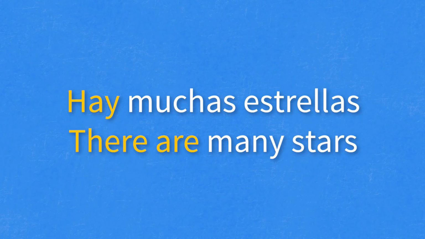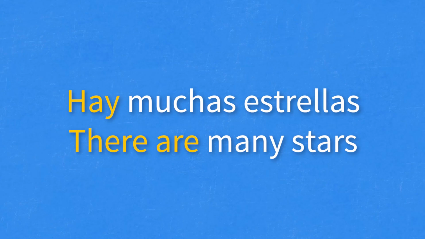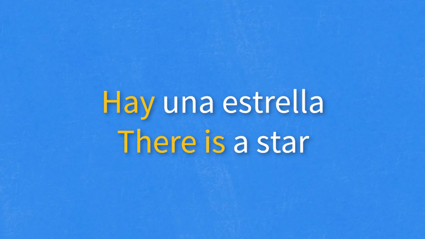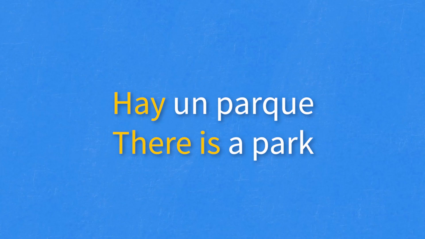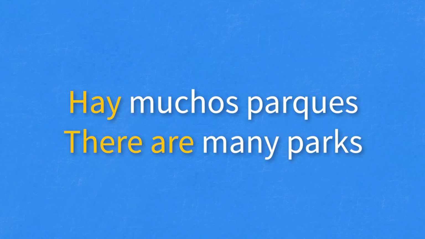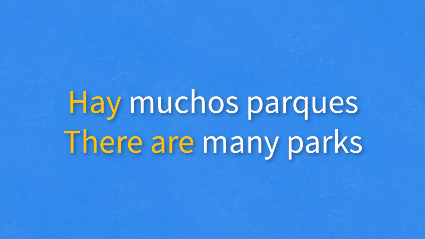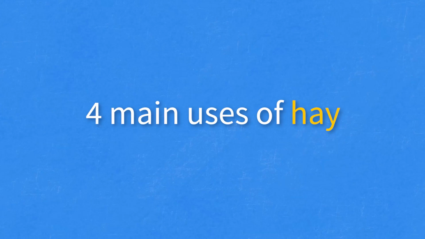For example, hay muchas estrellas. There are many stars. Hay una estrella. There is a star. Hay un parque. There is a park. Hay muchos parques. There are many parks. There are 4 main uses of the verb hay.